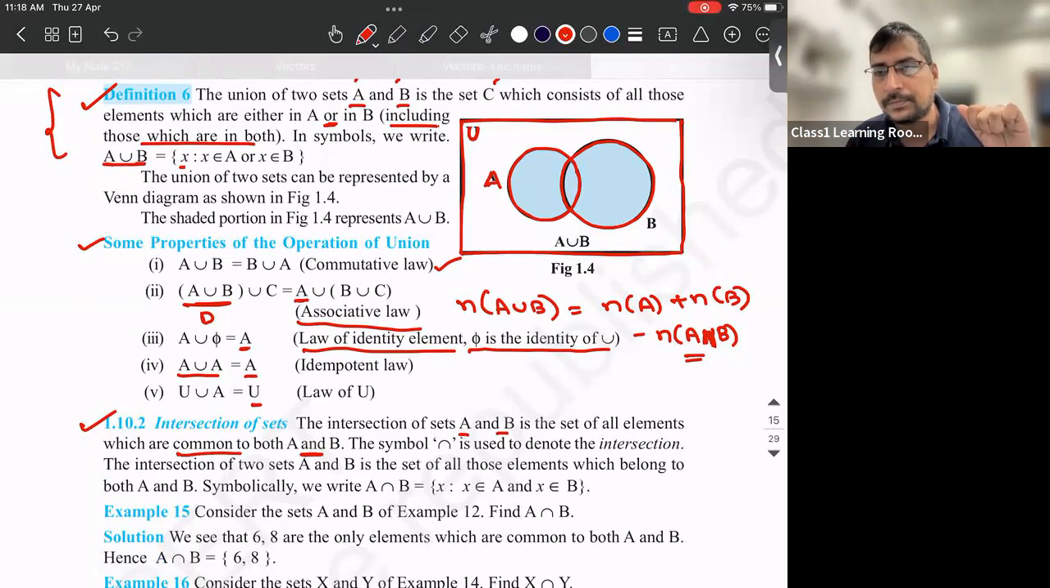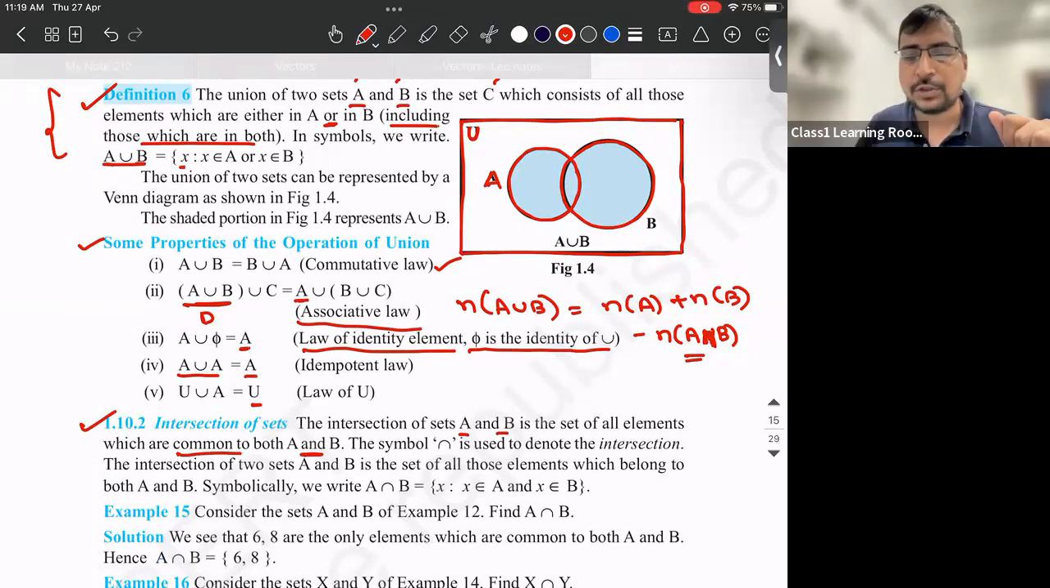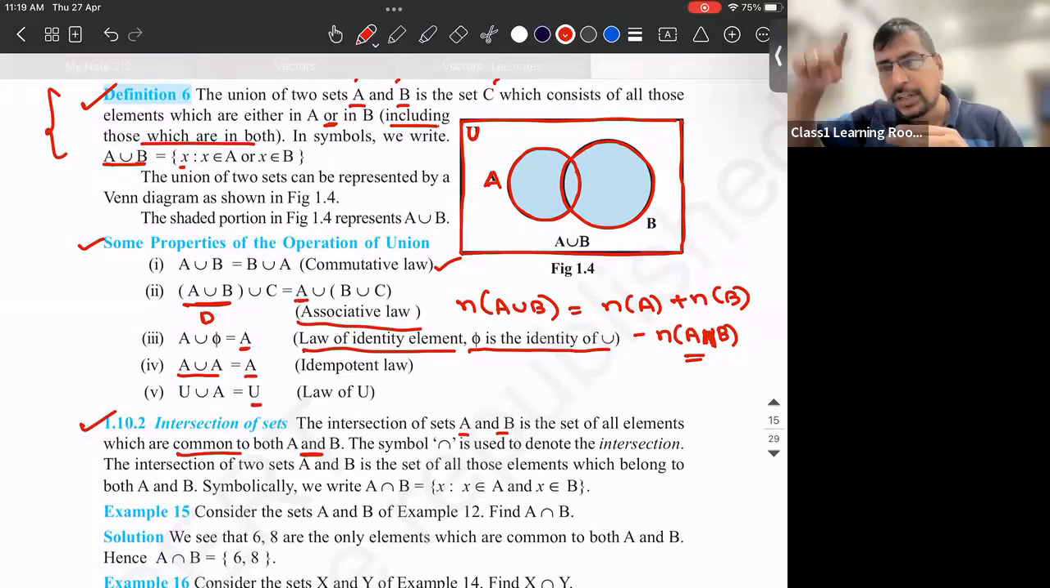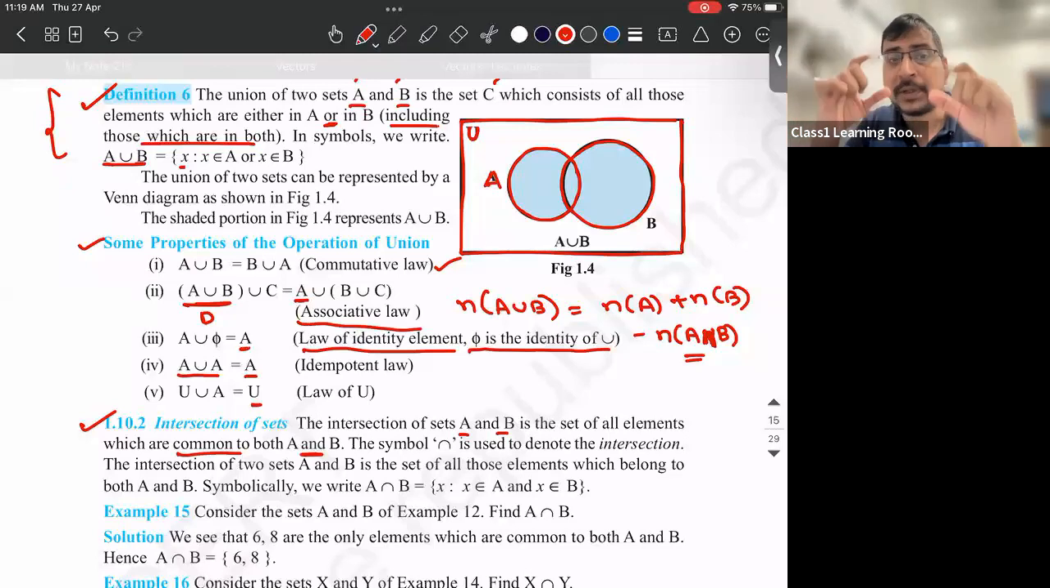Am I clear with that? Yes, sir. So the intersection of sets A and B is going to give you another set. And what will that set contain? It contains all the elements from A and B which are common in both. Am I clear with this? Please make a note of this point. Write it down.